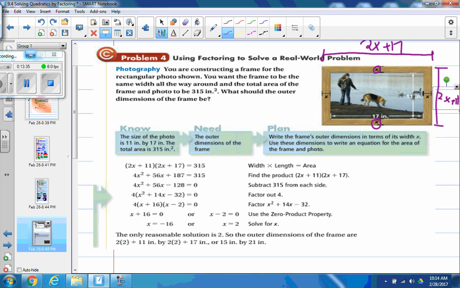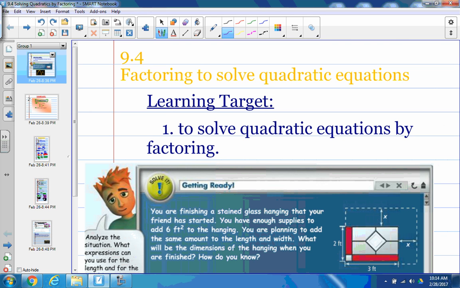And that is all we have for this lesson on solving quadratics with factoring. So revisiting that goal, we wanted to just solve quadratic equations by factoring, and we used that zero product property to do so. All right, that's quadratics.